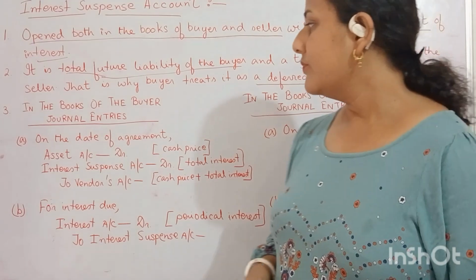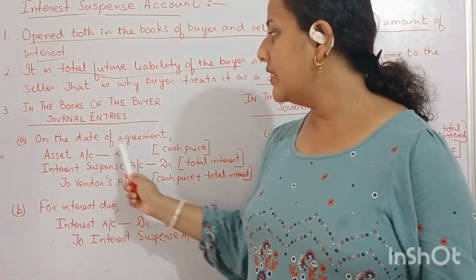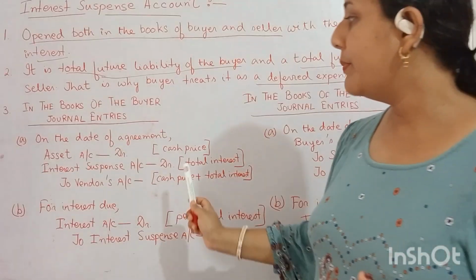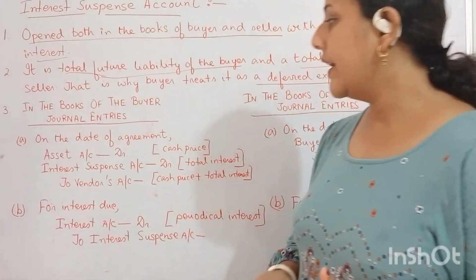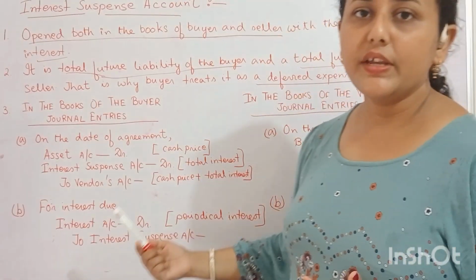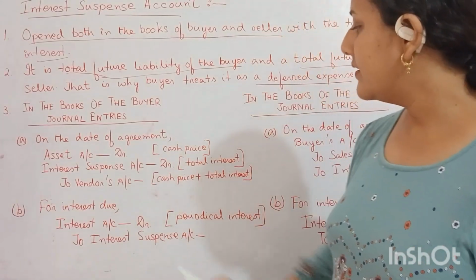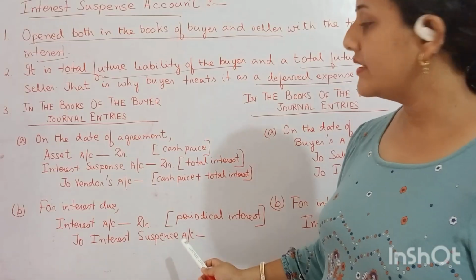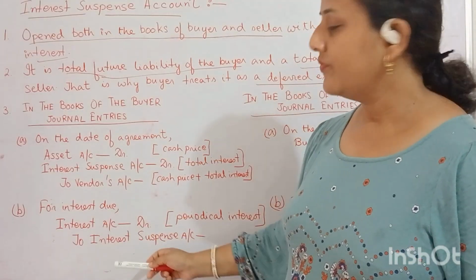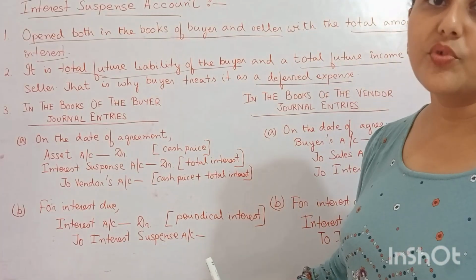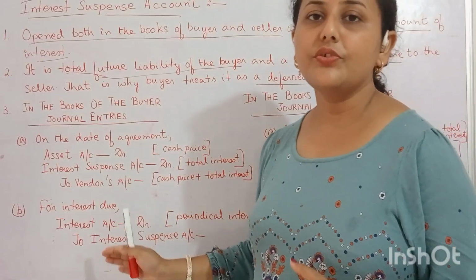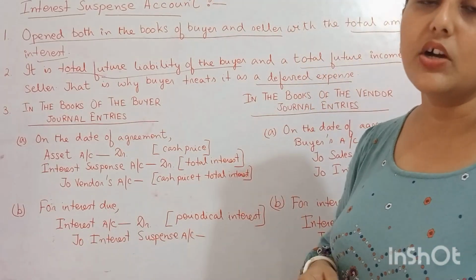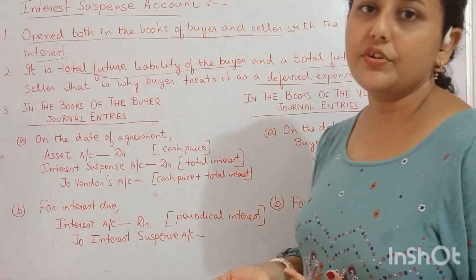Only the entry on the date of agreement and the entry for payment of down payment will be passed once. The rest of the entries, for payment of periodical installments, for interest due with the periodical amount of interest transferred to interest suspense account, charging of depreciation, and transfer of interest and depreciation to the statement of profit and loss account, will be passed year after year.